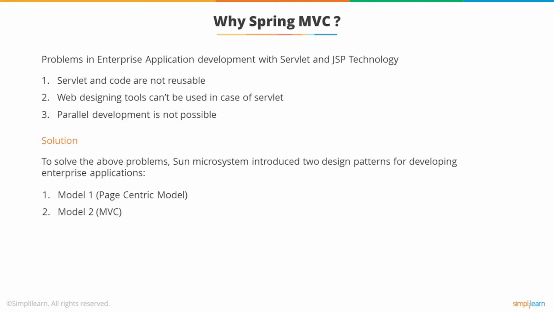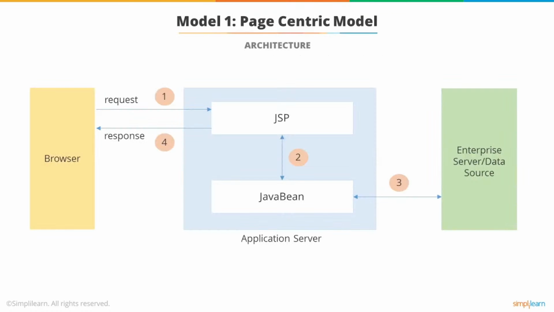Model 1, the page-centric model, and Model 2, MVC. So here we have a request coming in to the JSP page. The request is forwarded to the Java bean so that the object can be created. It connects to the enterprise server or data source, and then the response is generated to the browser.